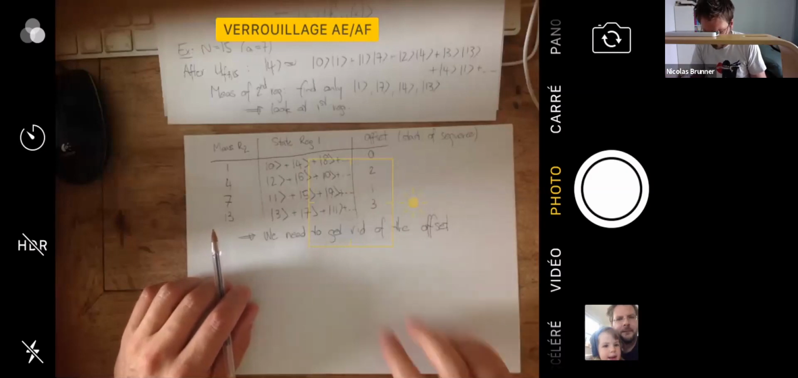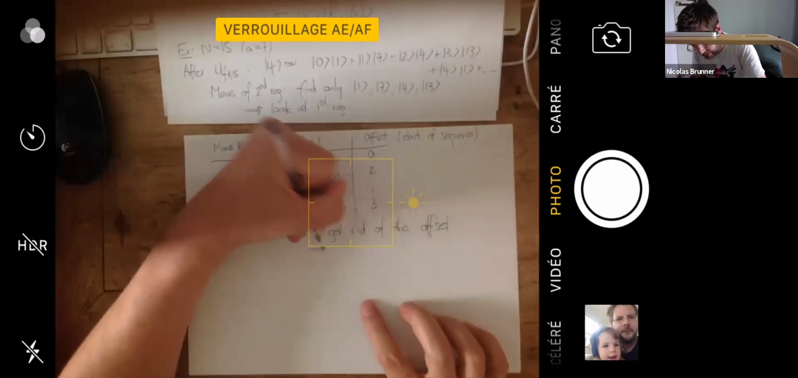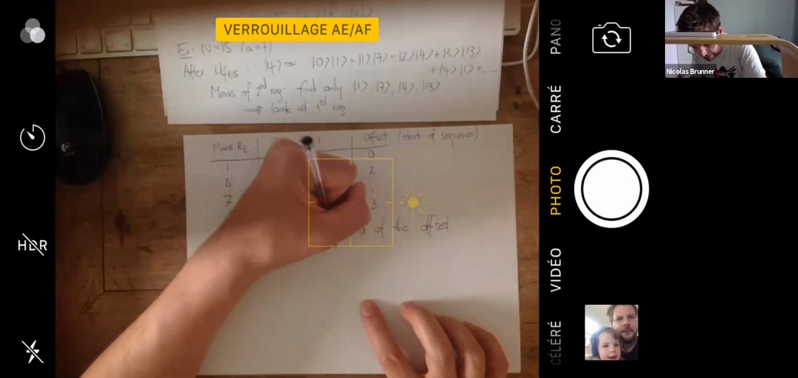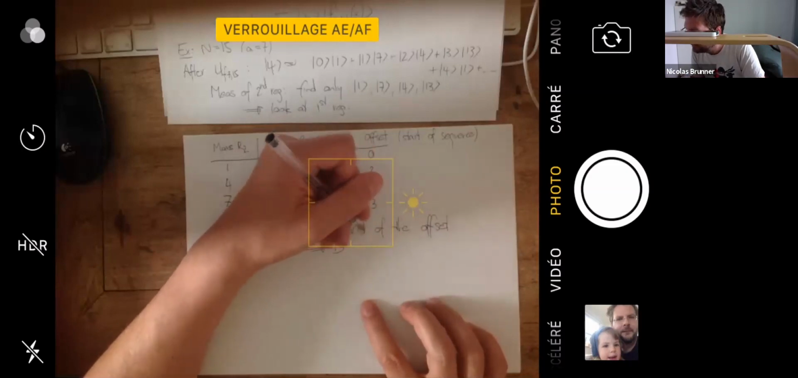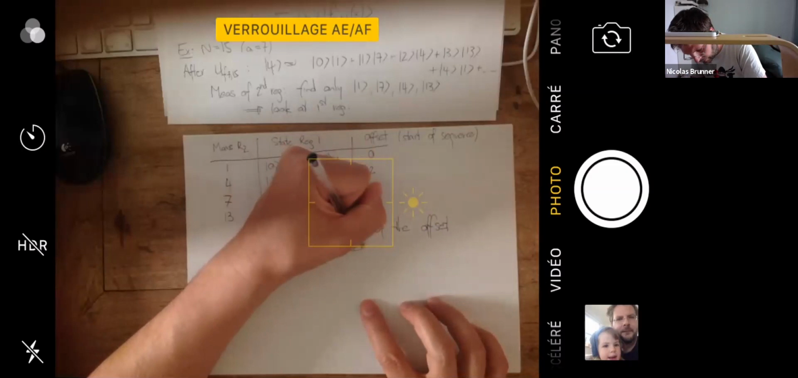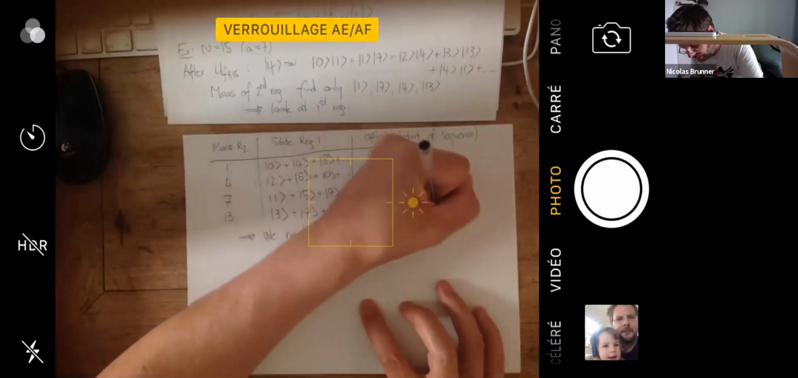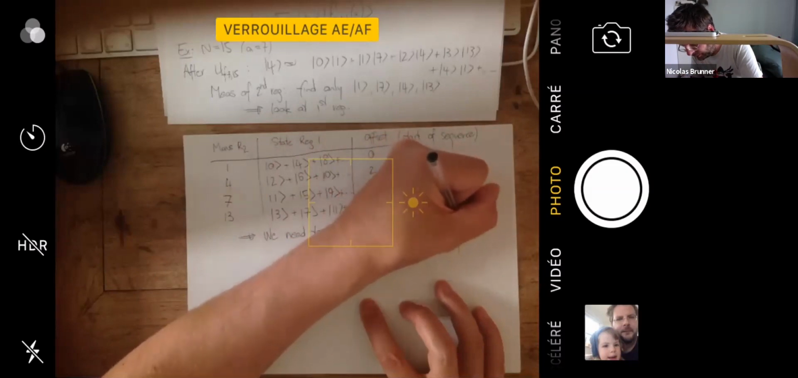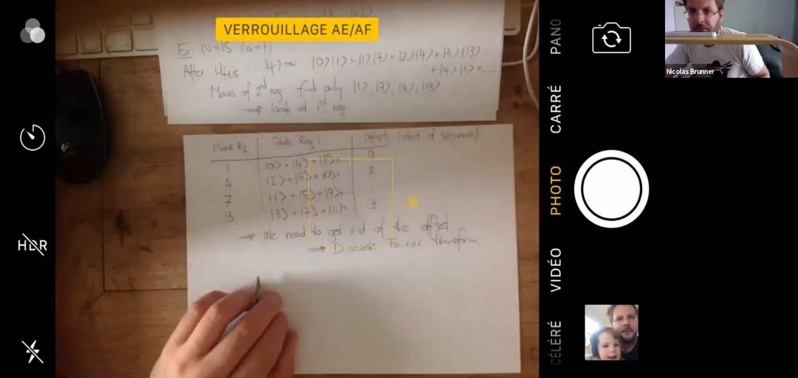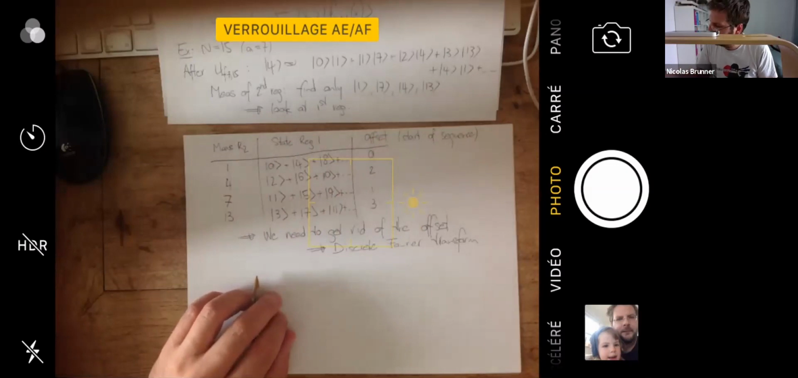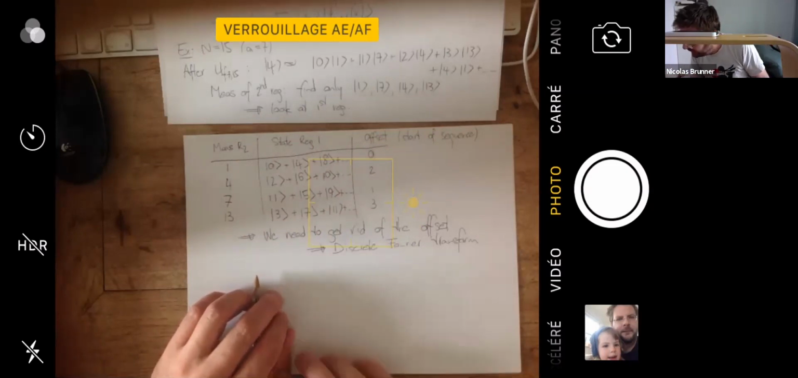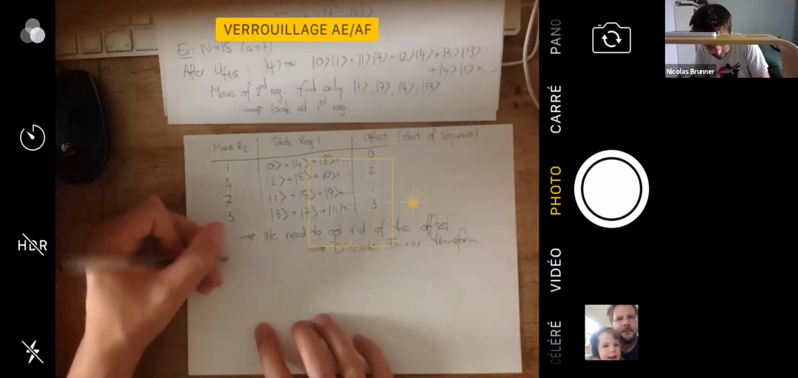So for that, what is the element that is going to do that? This is the discrete Fourier transform. So this last piece of element that we have in our circuit, this is the one that will do the job. Okay, so let's formalize this a little bit more.